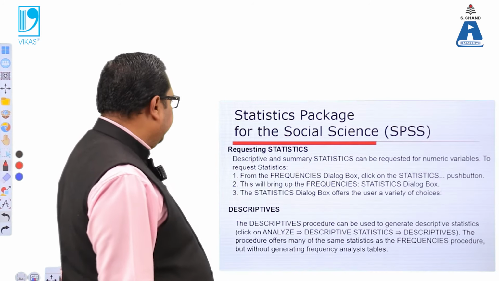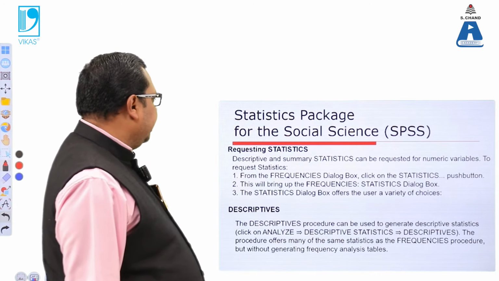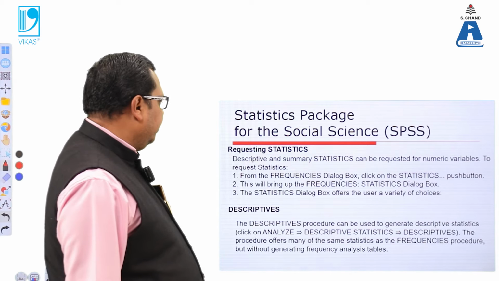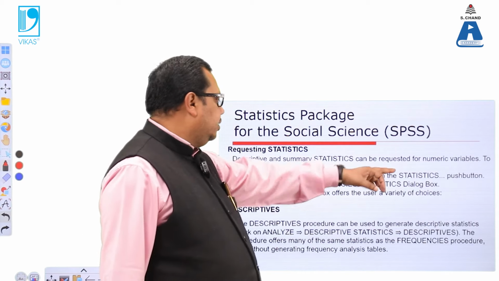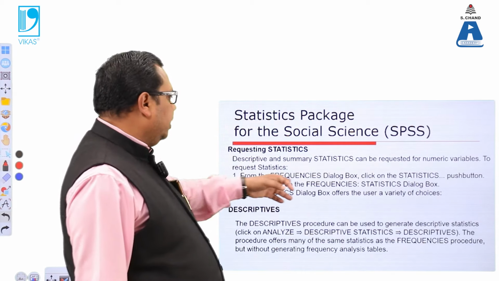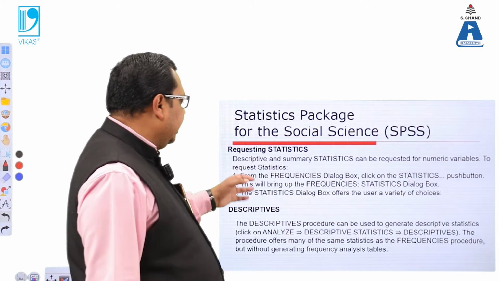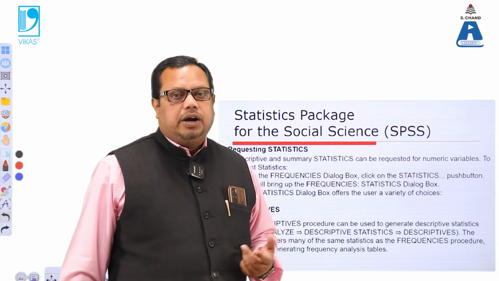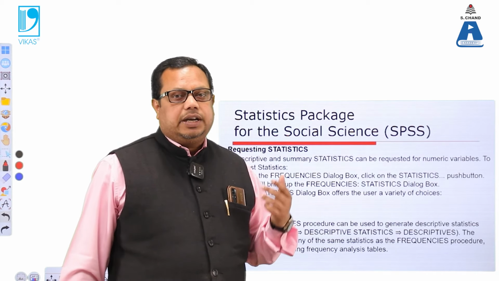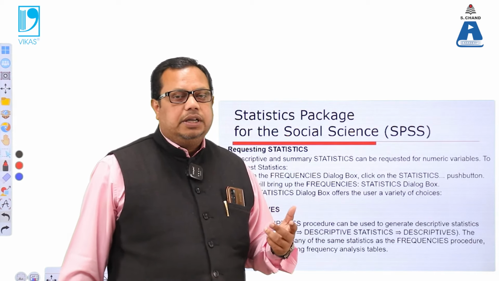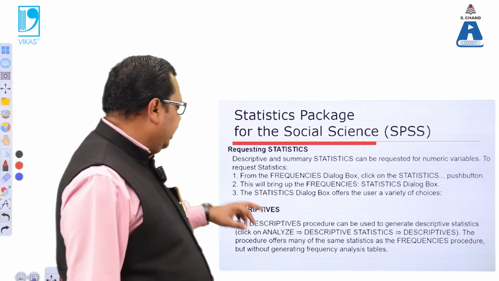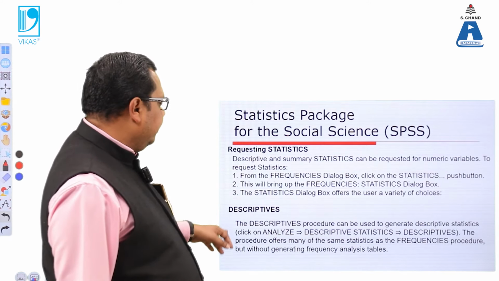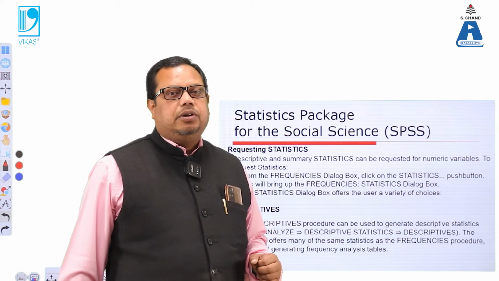Then we have a very important thing, which is requesting stats. From the frequency dialog box, click the stats push button, and this will bring up the frequency stats dialog box, and then in the stats we can do the calculation that is required. Either we are calculating the mean, median, mode, the standard deviation, or the test that we are using. Then we can analyze the particular value.